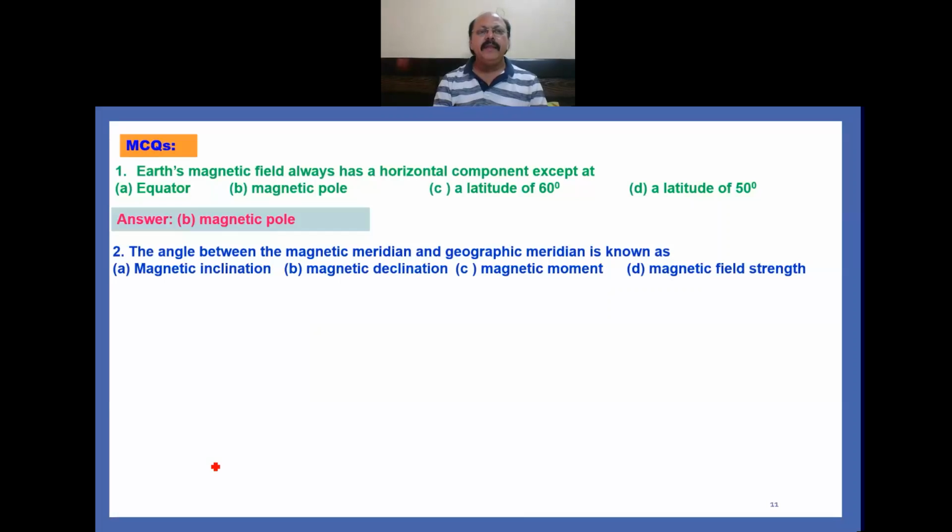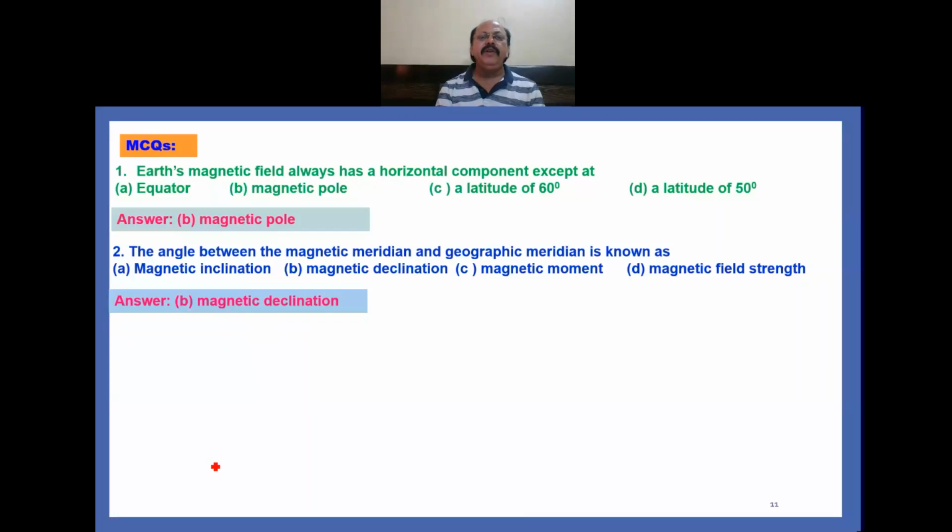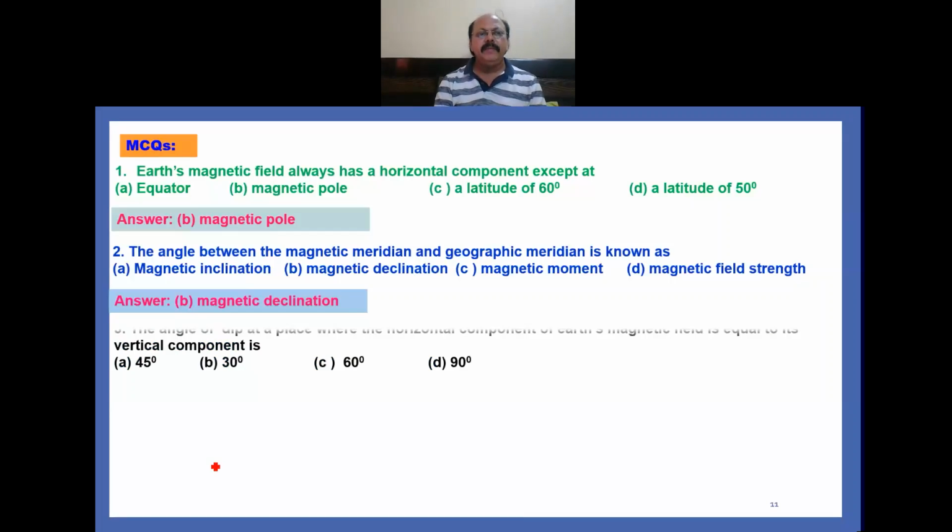Second question: the angle between the magnetic meridian and geographic meridian is known as, the options are A, magnetic inclination, B, magnetic declination, C, magnetic moment, D, magnetic field strength. So its answer is magnetic declination. You apply your concept, whatever you have learned, and then see which option is correct.